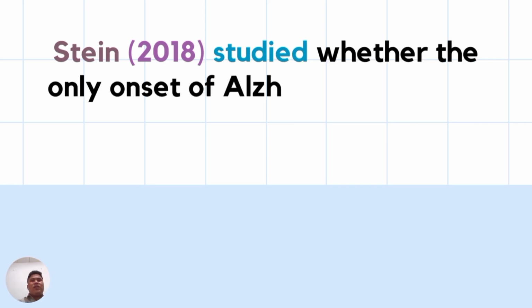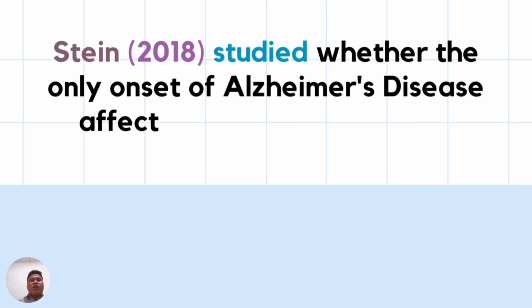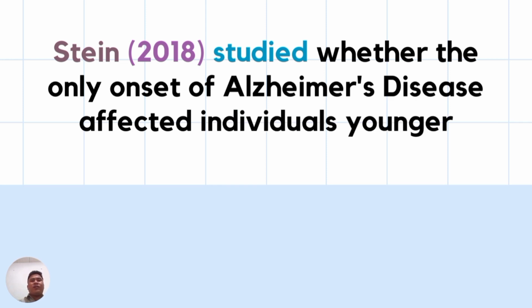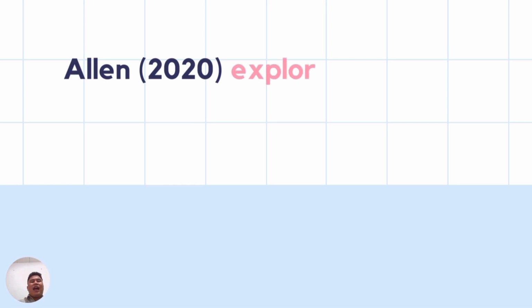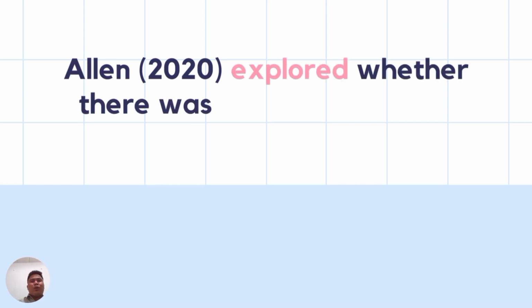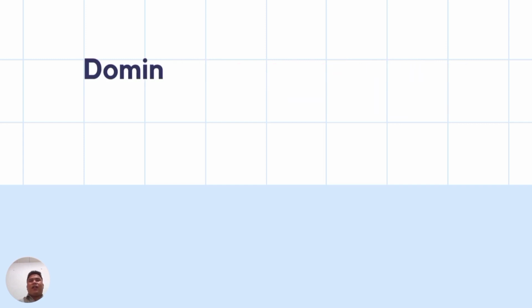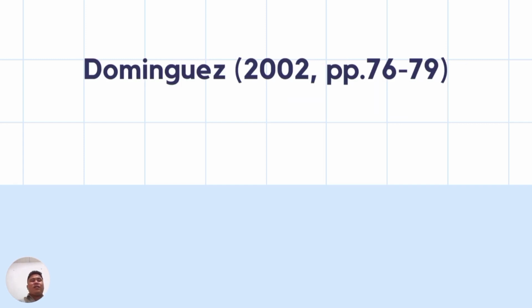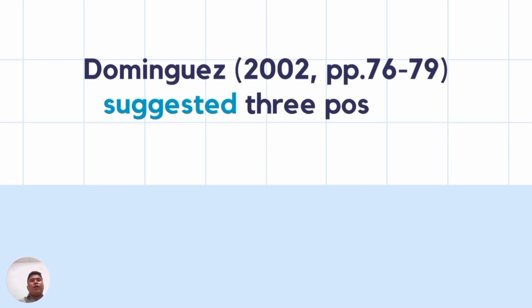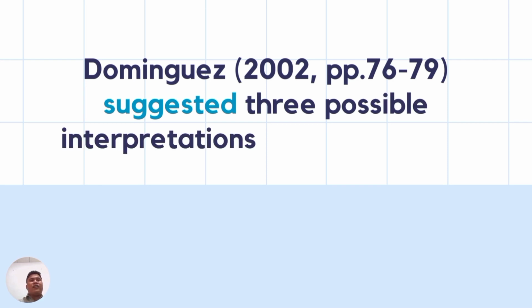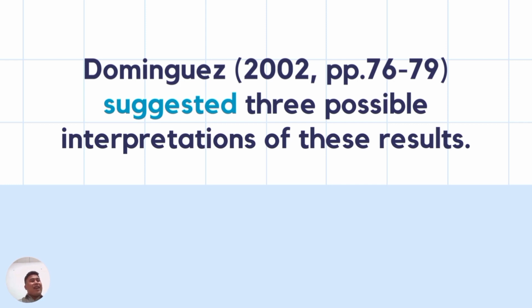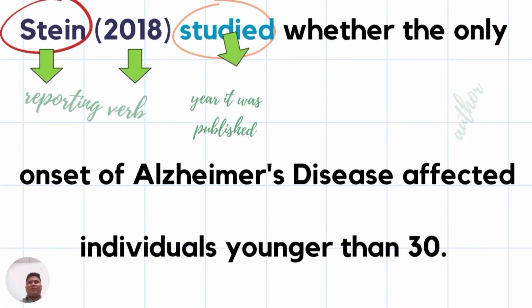Stein, 2018, studied whether the onset of Alzheimer's disease affected individuals younger than 30. Another sentence: Allen of 2020 explored whether there was truly life on Earth. Another sentence: Domingos of 2002, on pages 76 to 79, suggested 3 possible interpretations of these results. Now, let us dig into each statement.